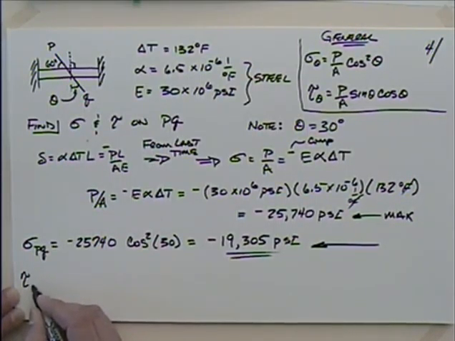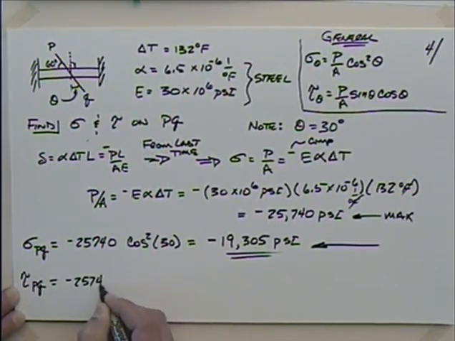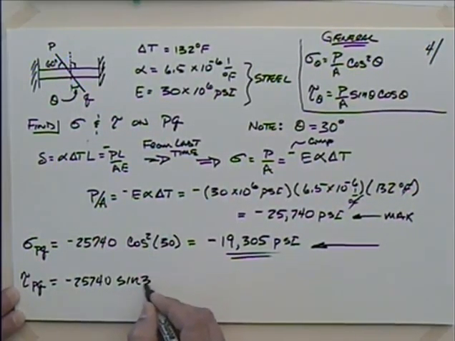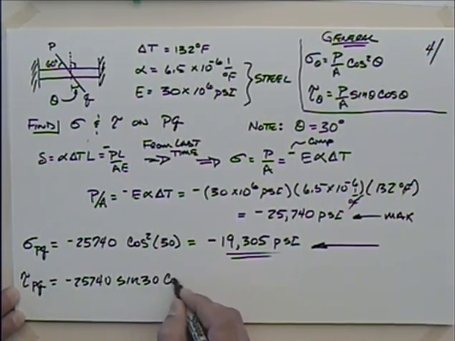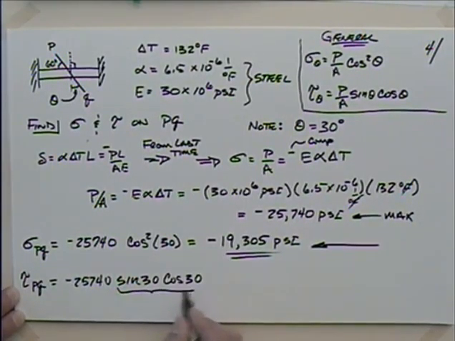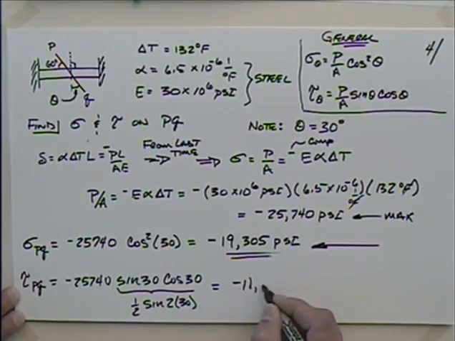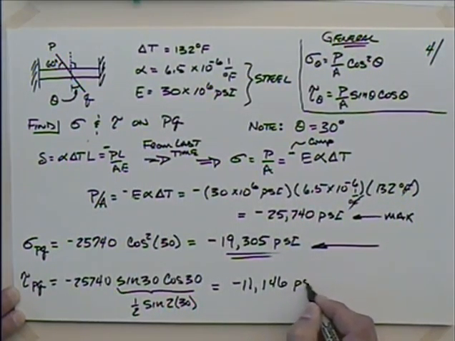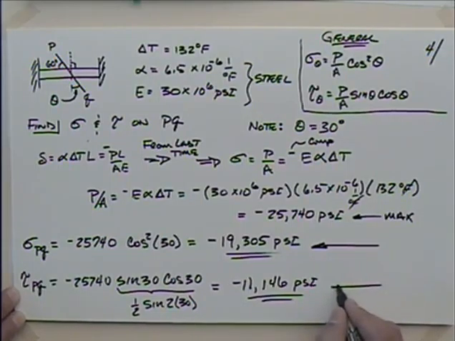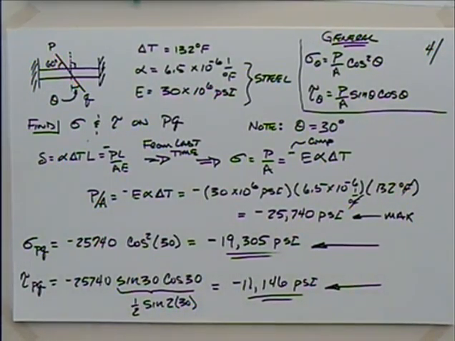The shear stress at this PQ orientation, though, is certainly not a zero value. We'd have minus 25,740 times the sine of 30 times the cosine of 30, or if you wanted to, you said 1/2 times the sine of 2 times 30. Get the same answer, and that's minus 11,146 psi. Again, I've got too many significant figures, but so you can check your work with it. If we had something that didn't support shear very well, this might be a real problem, right? Yeah, could be a real problem.